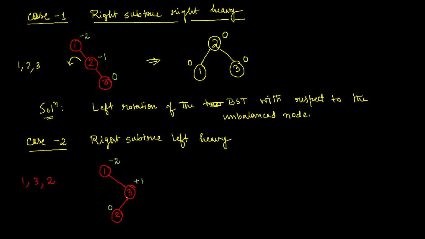Because in the previous case the right side of the right subtree was heavy, and here now the left subtree of the right side is heavy. It doesn't matter for this node whether the right side is heavy or the left side is heavy. So now the question is, if this situation happens, then what do we have to do?